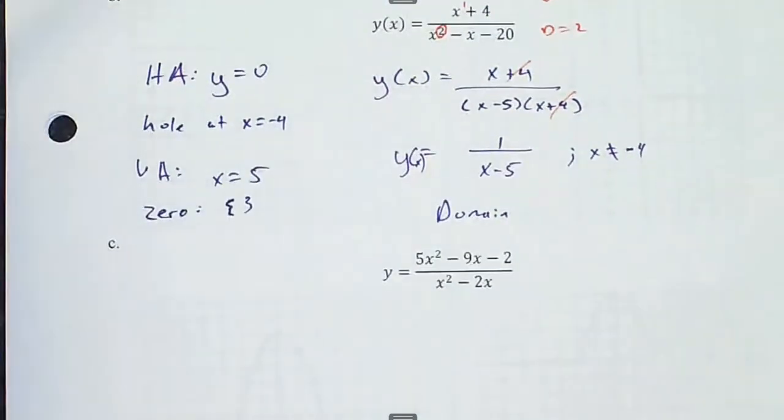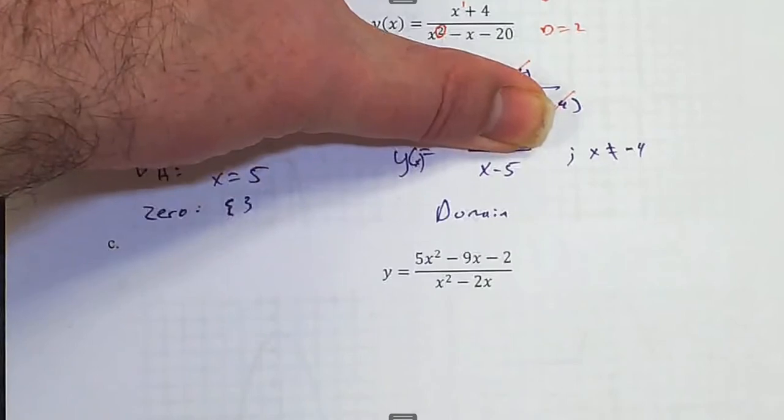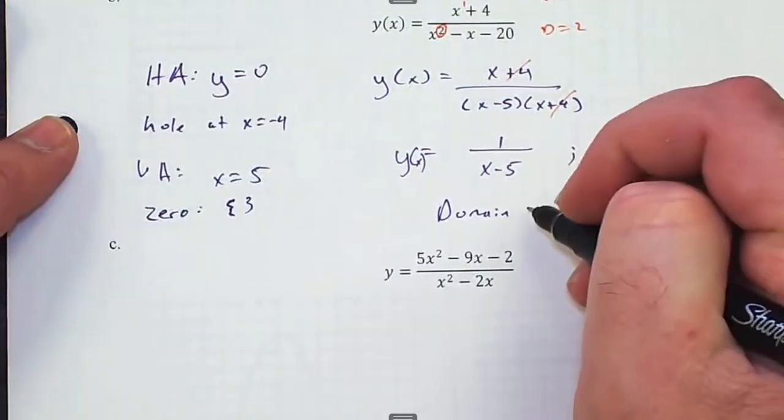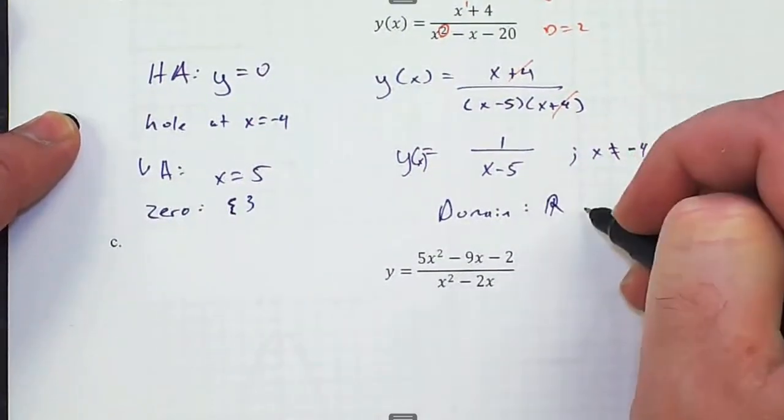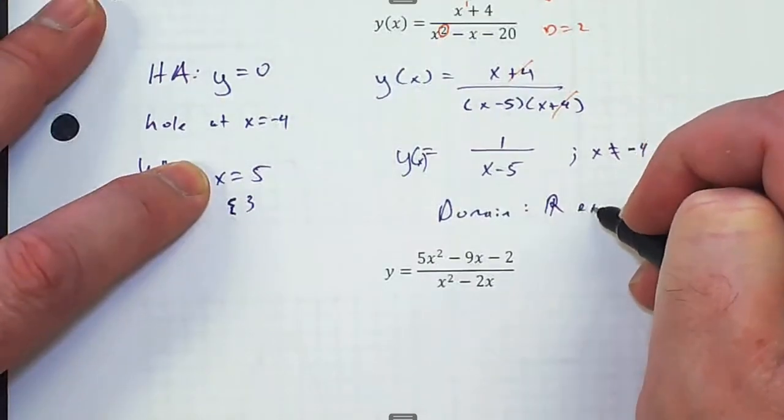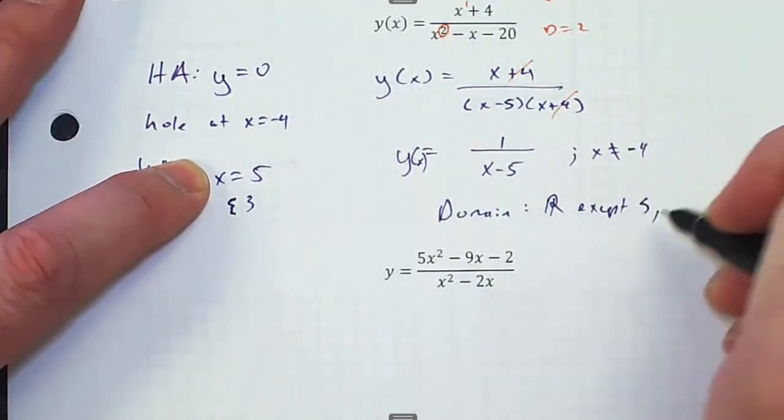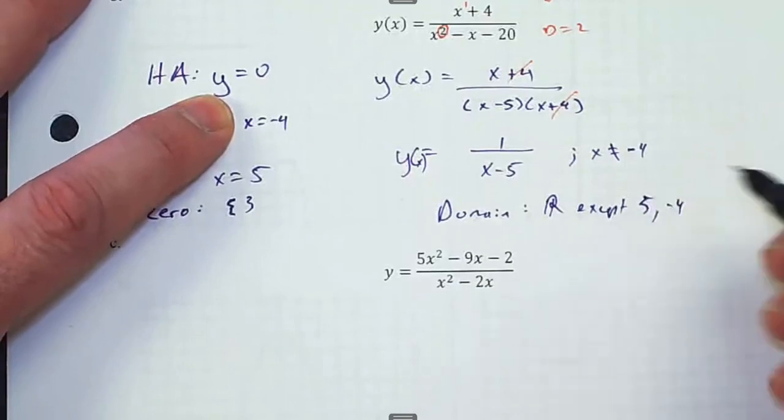All right, good question. And vertical asymptotes are the same thing, but with the bottom. So our domain is all real numbers except we have a vertical asymptote, so except 5, and we have a hole, so except -4. Both of them don't work.